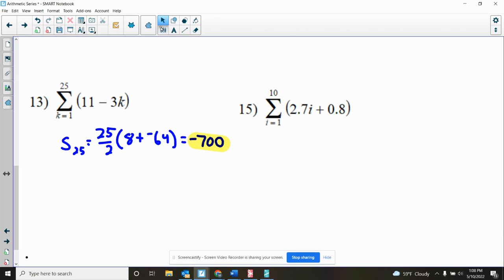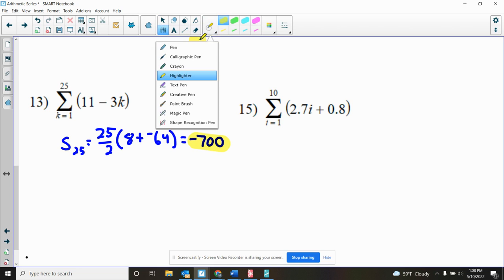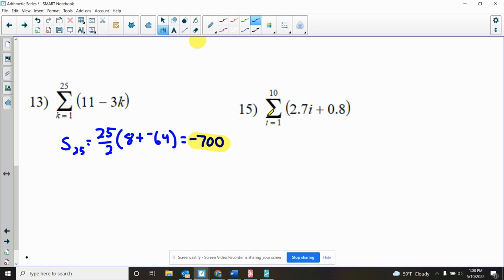Next up, and last up here, since we're looking just at the odd ones, we start at 1 again. So we're going from 1 up to 10. So the sum of these 10 terms, 10 over 2 times. Now this is decimals, so I'm going to make a note here off to the side. How much is our first term? So 2.7 times 1 plus 0.8 is 3.5. And then how much is my 10th term?